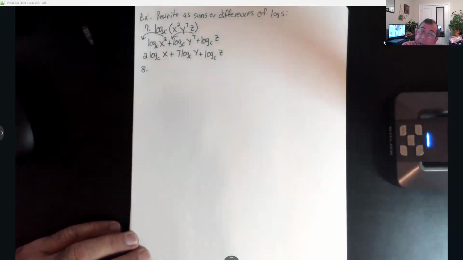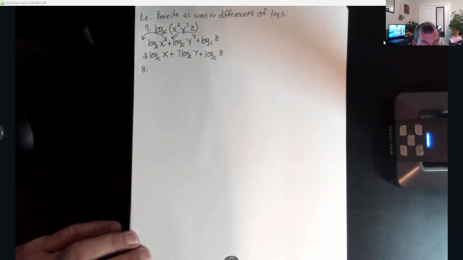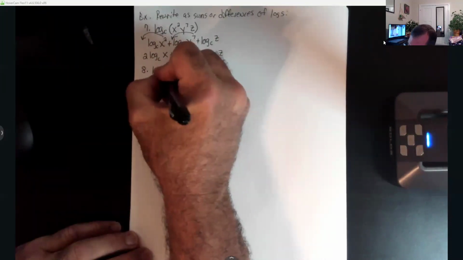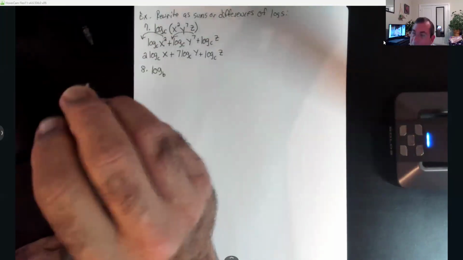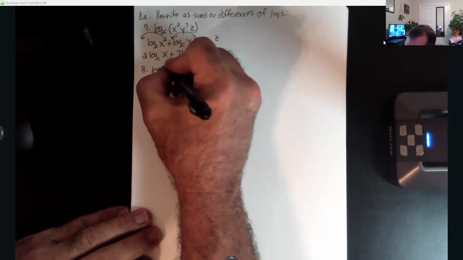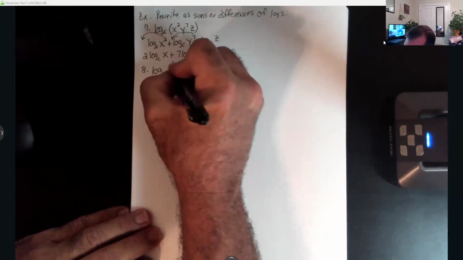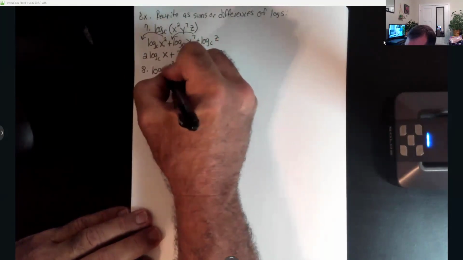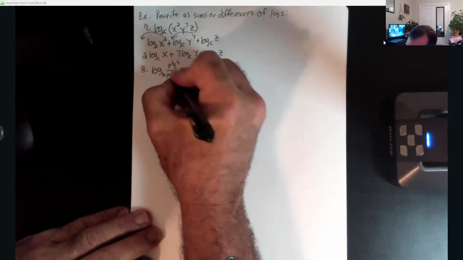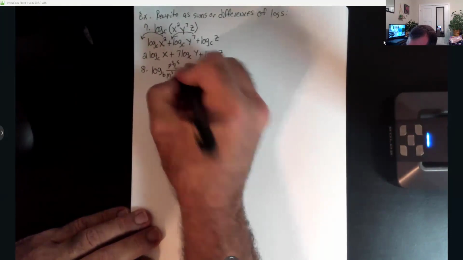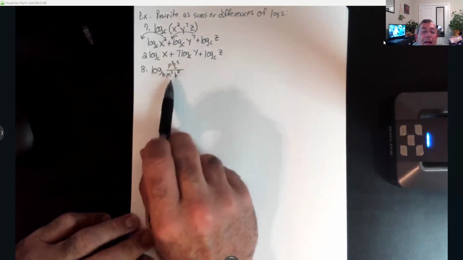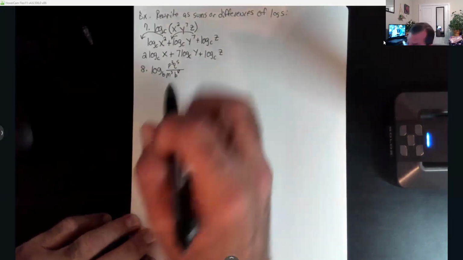Oh, y'all, so number 8, same thing, but look what I got here. I got a log base b. Now I got a big fraction here. On top, I got a P3 Q5. On bottom, I got an M3 B8. All right, so P3 Q5 over M3 B8.